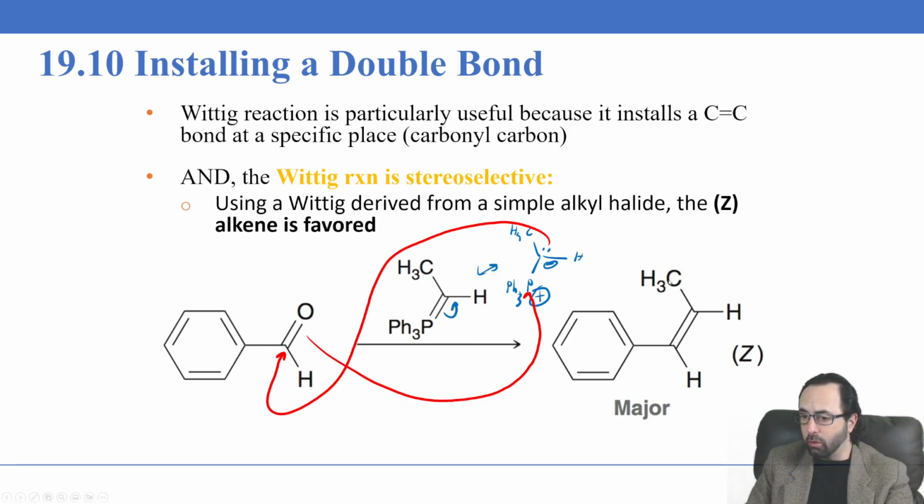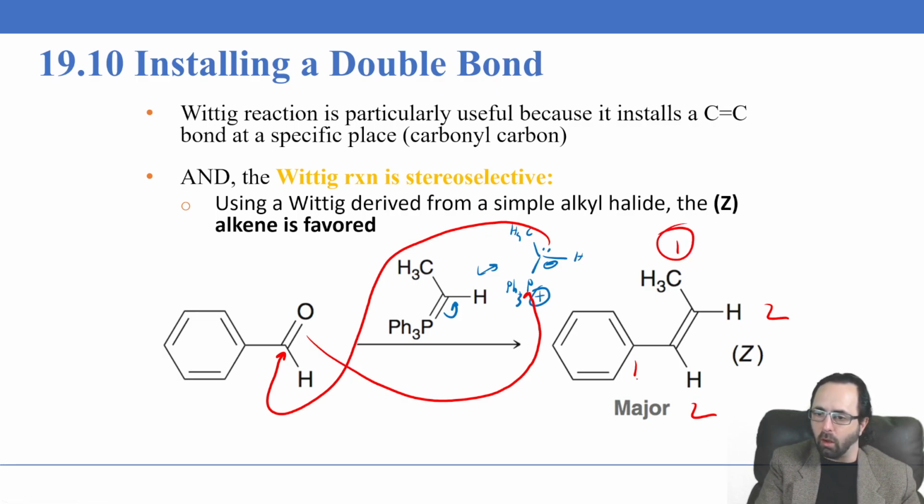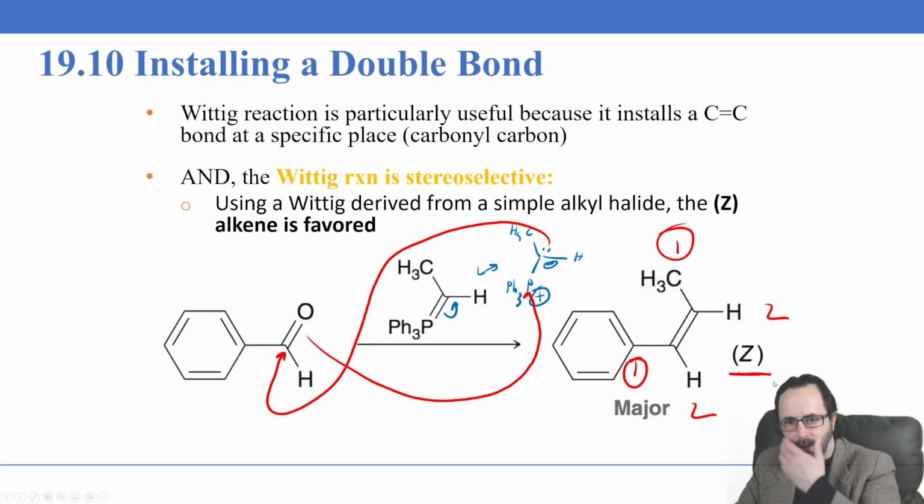Now if we rank these groups here, the carbon has higher molar mass than the hydrogen, so it's priority 1 versus hydrogen priority 2. The carbon here has higher molar mass than the hydrogen, and so it gets priority 1. And since the priority 1 groups are on the same side, the stereochemistry is Z here for this Wittig reagent that has no electron withdrawing groups.